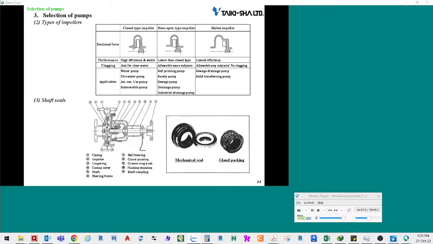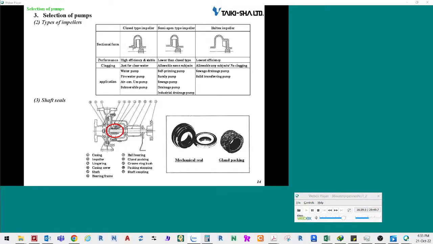Shaft seals. A shaft seal section is installed on the shaft through the hole in the pump casing to prevent leakage of fluid and absorption of air. Shaft seals are roughly classified into two systems, the gland packing system and the mechanical seal system.